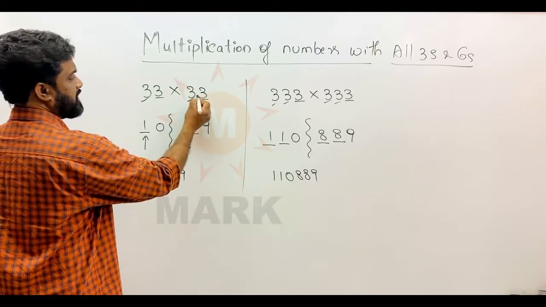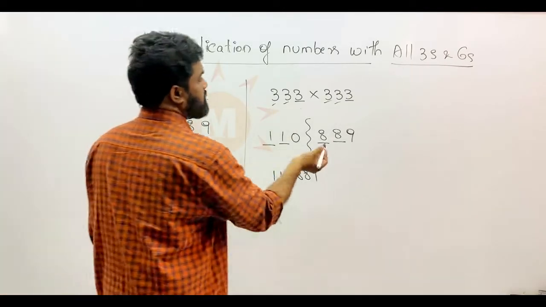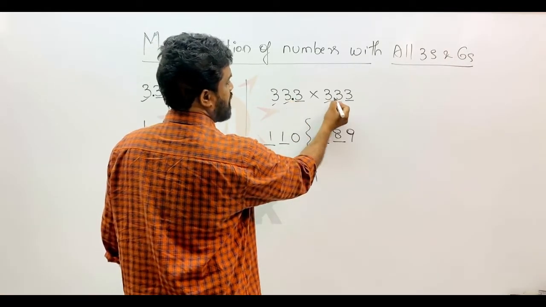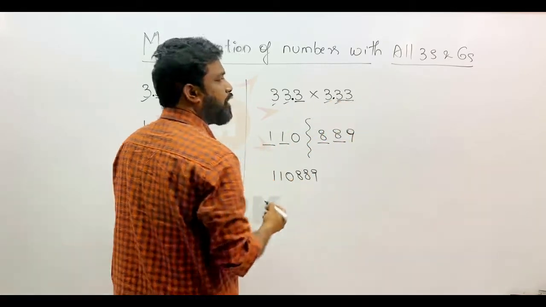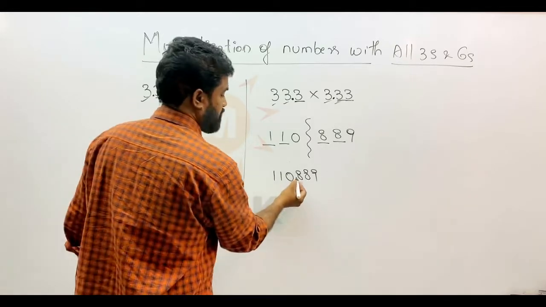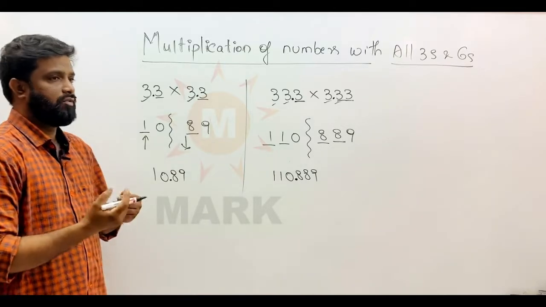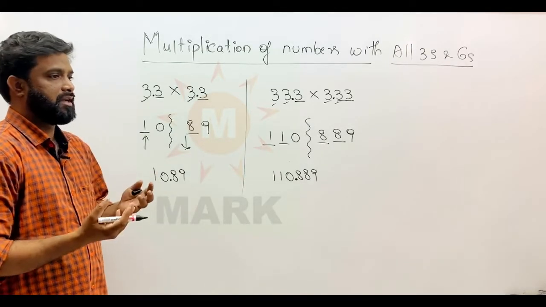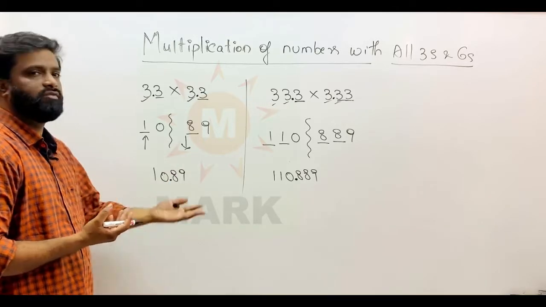If decimals are there, that's okay, you know the decimal technique. Suppose 3.3 into 3.3. Here after the point there is one digit, and here after the point there is one digit, so obviously in the answer there must be two digits after the point. So the point must be here. This is how we handle the multiplication of numbers which consist of all 3's, even with decimals.